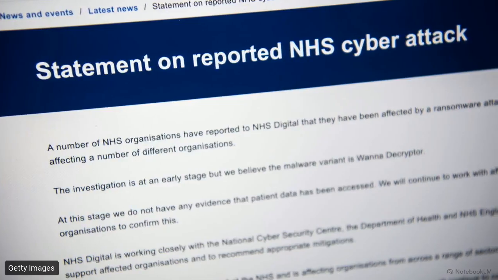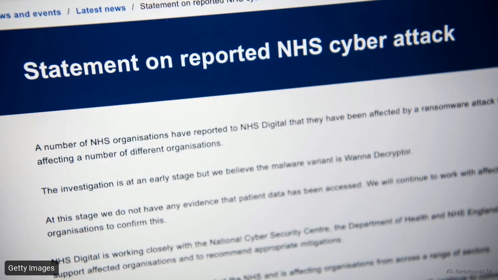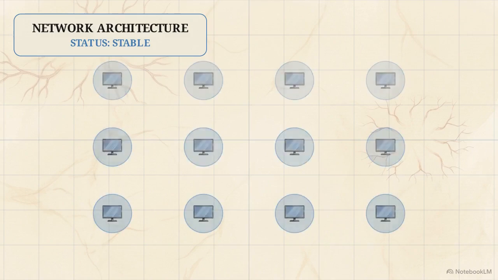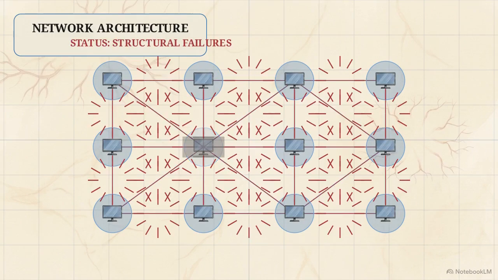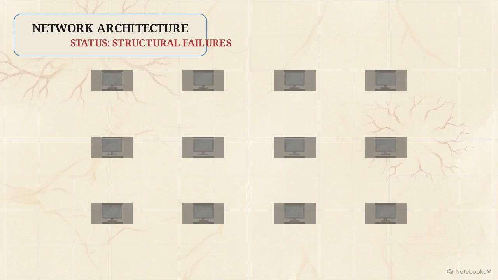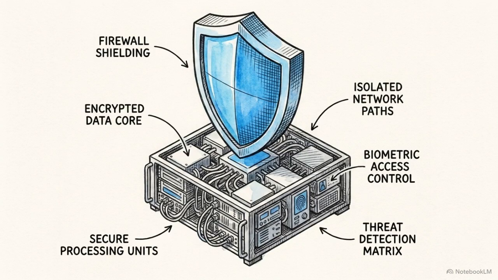This statement from the UK's National Health Service confirms the aftermath. This was a tangible failure of systems that left frontline staff unable to access patient data or operate critical equipment. To understand how a breach of this magnitude occurs, we have to isolate the exact structural failures that allowed the code to execute. We begin with the baseline definition.